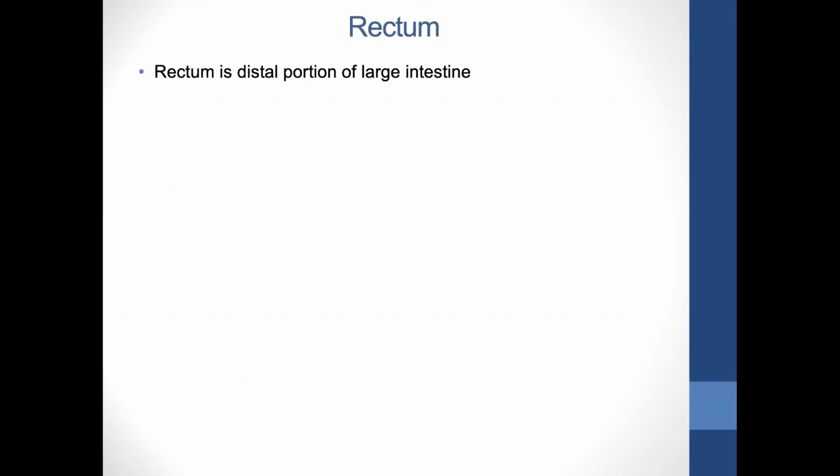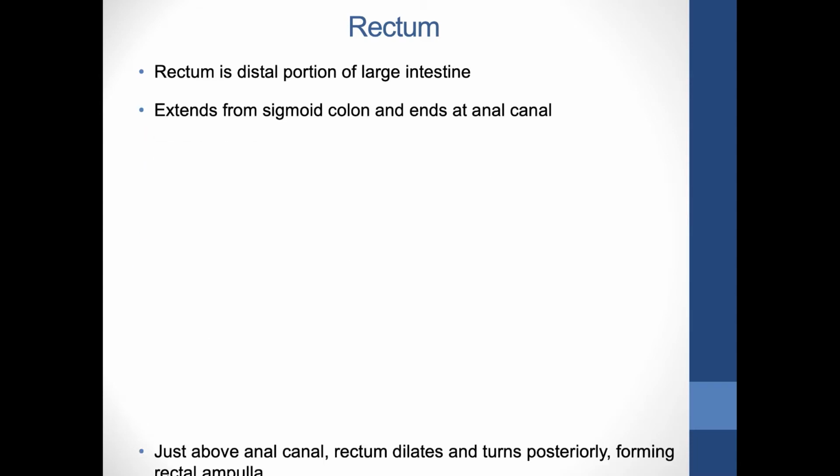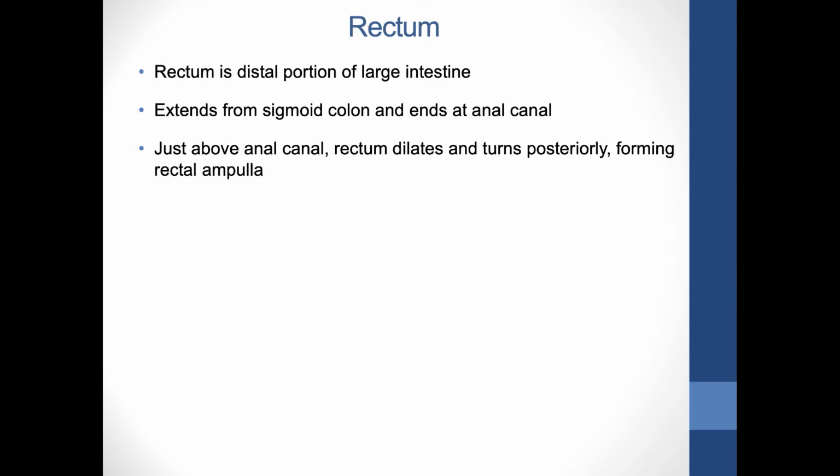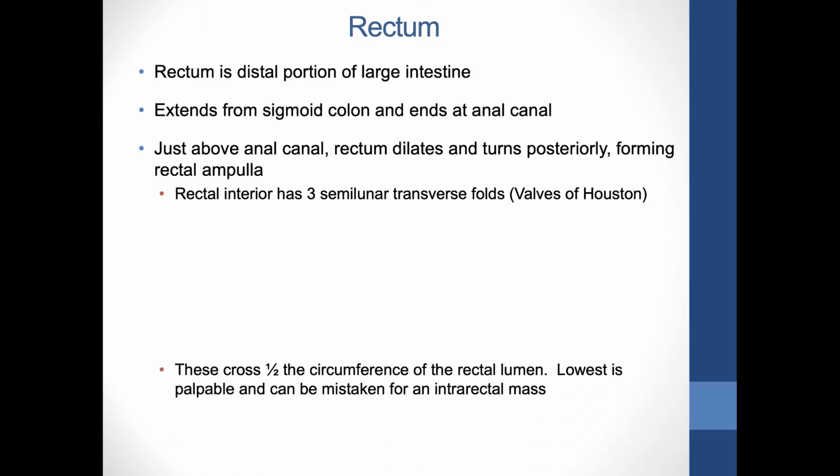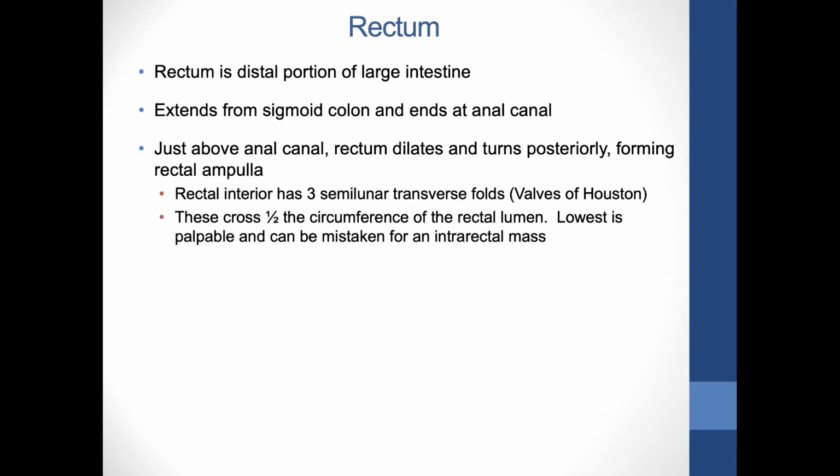The rectum is the distal portion of the large intestine, and it extends from the sigmoid colon and ends at the anal canal. Just above the anal canal, the rectum dilates and turns posteriorly, forming what's called the rectal ampulla. The rectal interior has three semilunar and transverse folds, which are called the valves of Houston, and I'll show those to you on another picture as well. These cross half the circumference of the rectal lumen. The lowest are palpable and can be mistaken for an intrarectal mass.